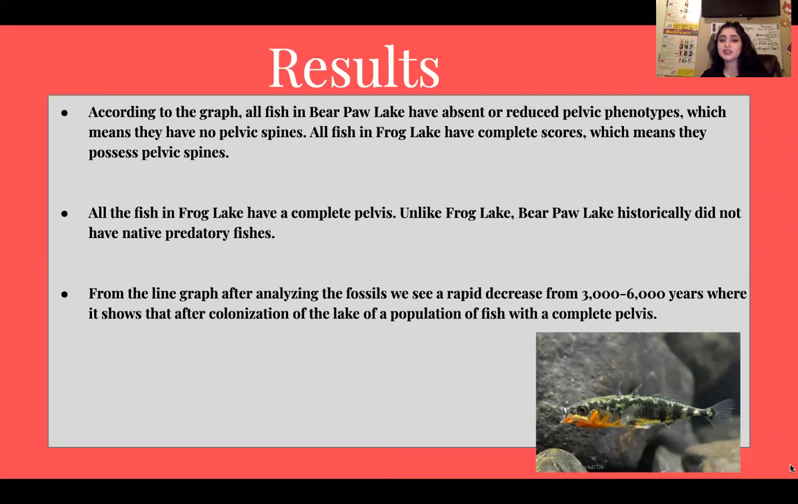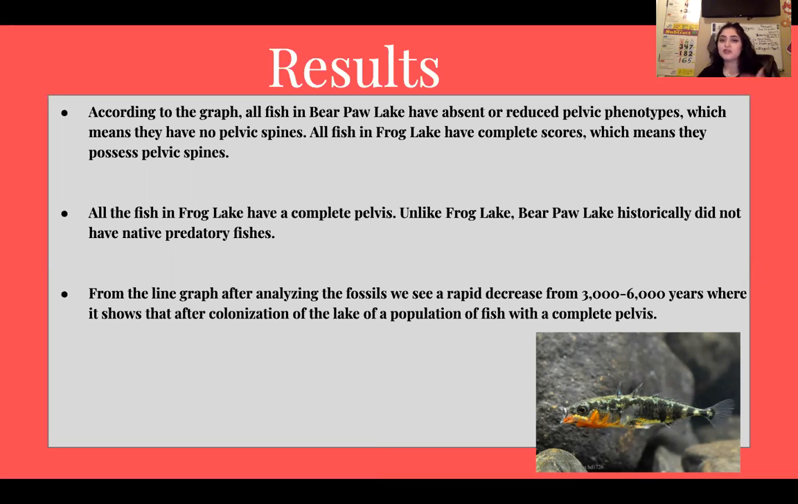Okay, with our results, in the next slide, you'll see our graph, and it does show that Bear Paw Lake did have an absent or reduced pelvic phenotype, which basically means that they don't have pelvic spines. And all the fish from Frog Lake did have complete pelvic spines. So with this, it means that in Bear Paw Lake, they don't really have predatory fish, because the pelvic spine is significant to them in order to fight against predators.